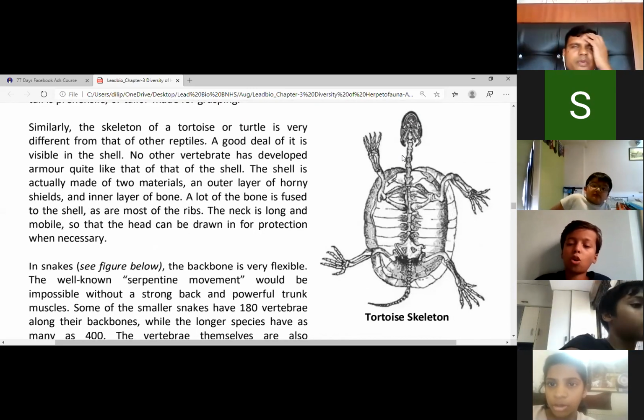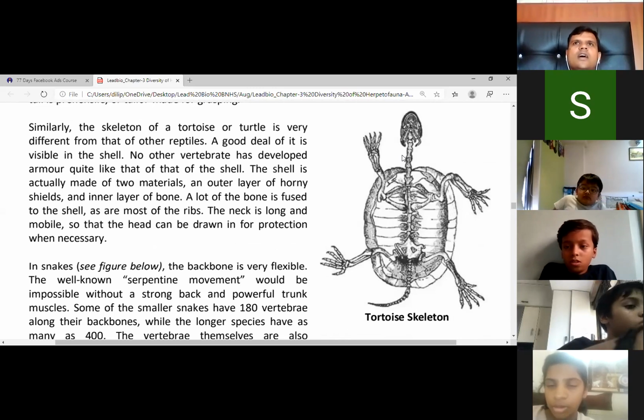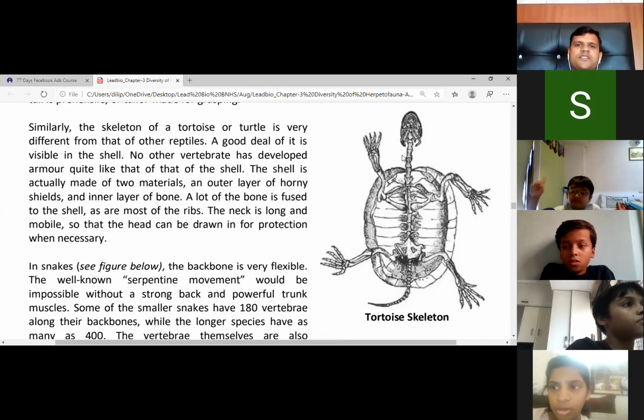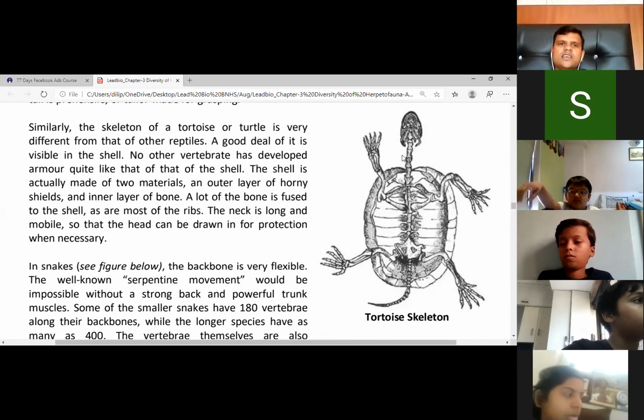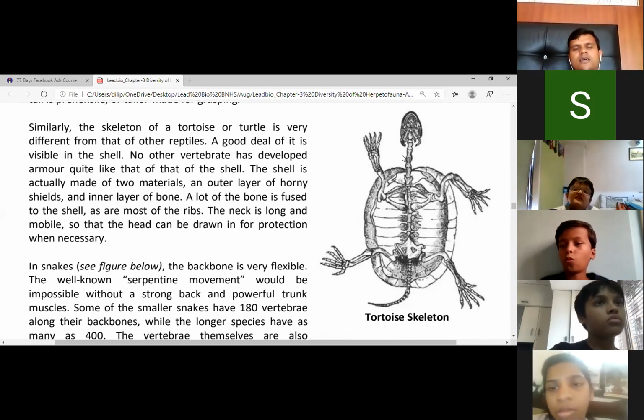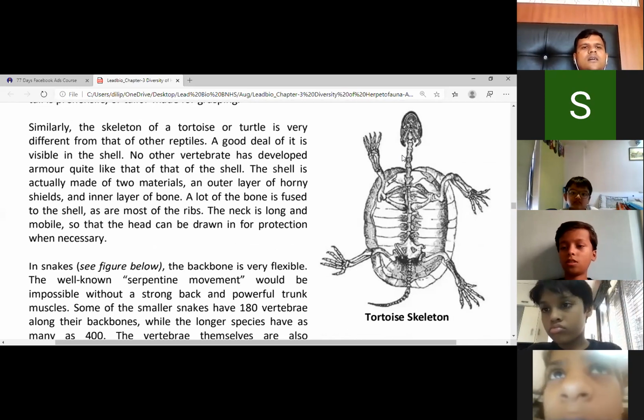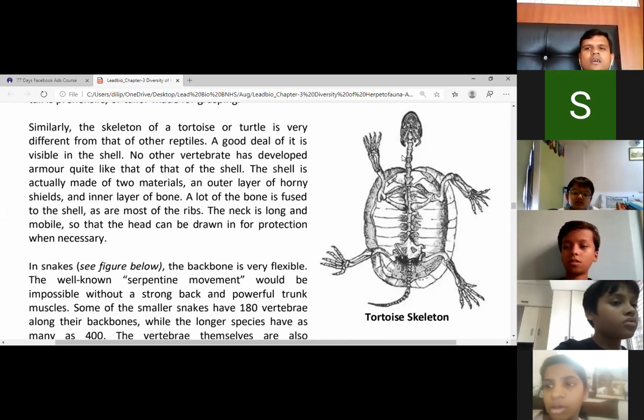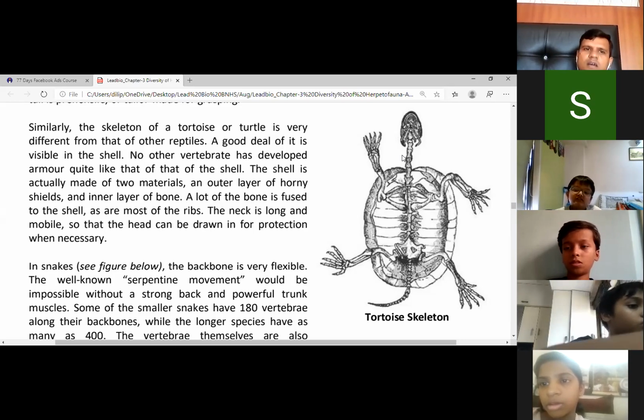You know what is the difference between the skeleton of any other animal versus a bird? Can anybody talk about it? What is unique about the skeleton of a bird? The wings? No, there's something more unique. Hollow. Yes. So the skeleton of a bird is hollow.